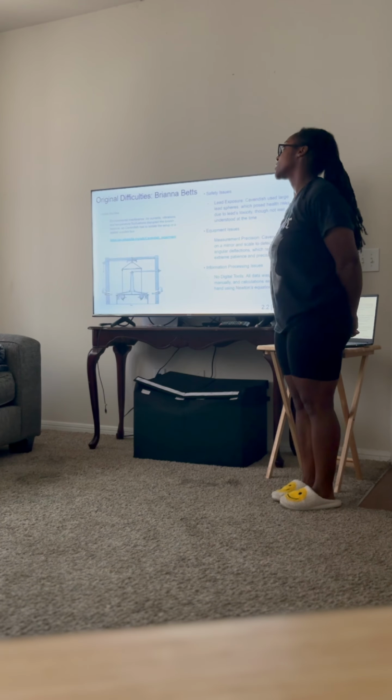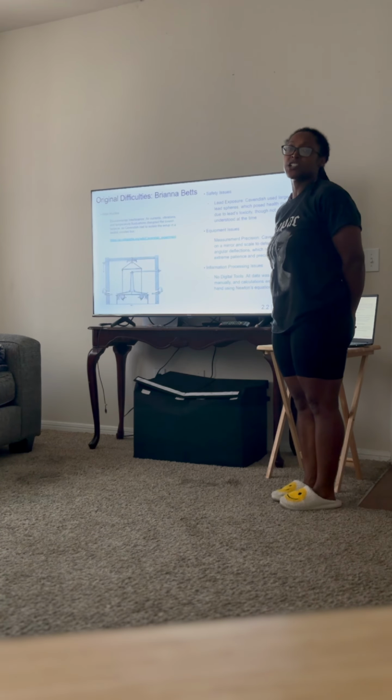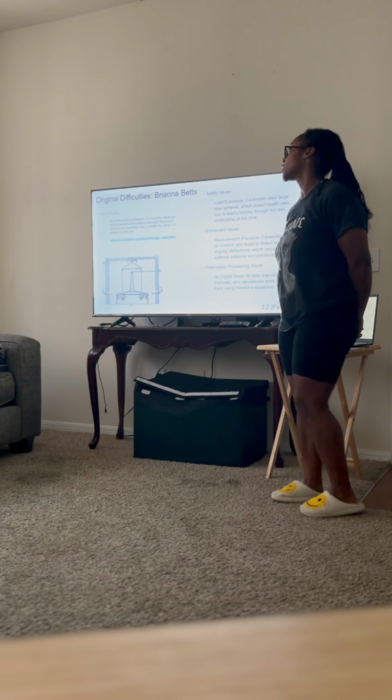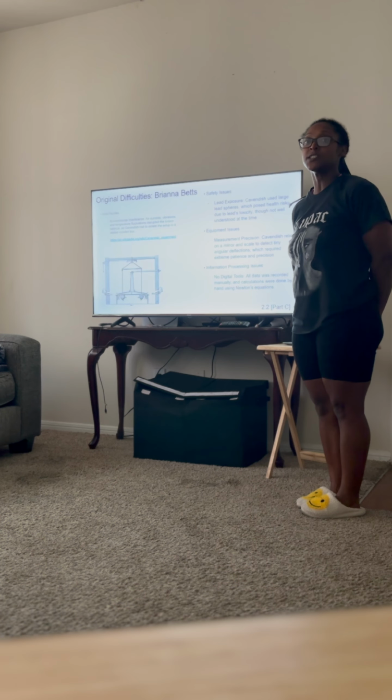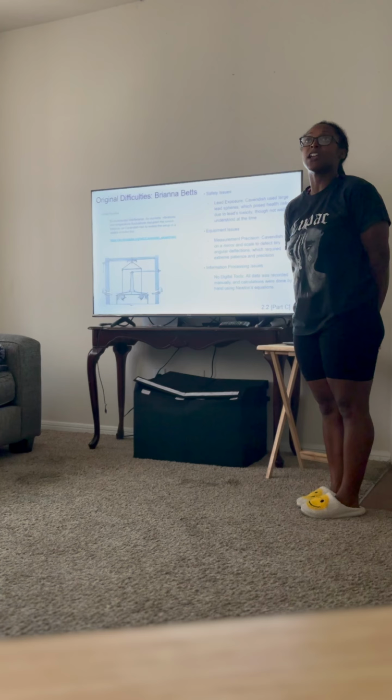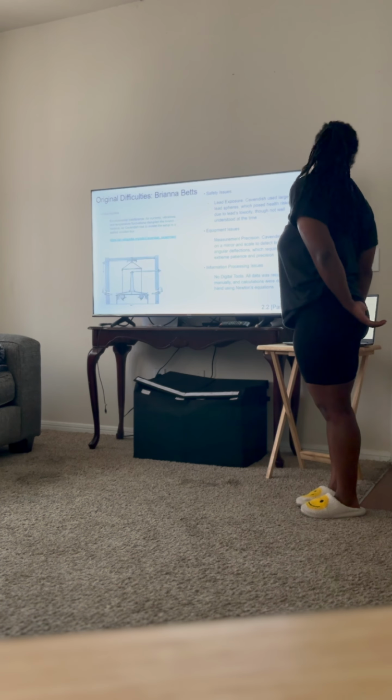Some initial hurdles with the Cavendish experiment were environmental interference. Air currents, vibrations, and temperature fluctuations disturbed the apparatus, so that's why he had to set it up and isolate it in an enclosed wooden box. Safety issues were lead exposure. Some equipment issues were measurement precision. And information processing issues were that he didn't have any digital tools to help him. Everything was done manually.